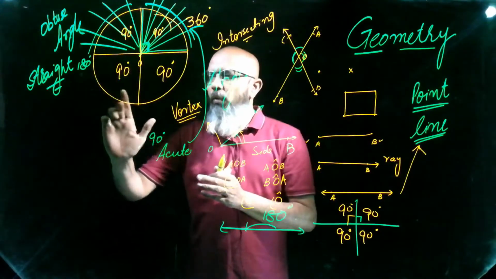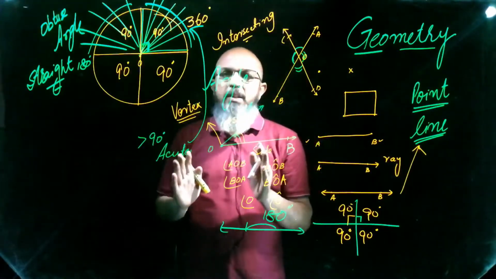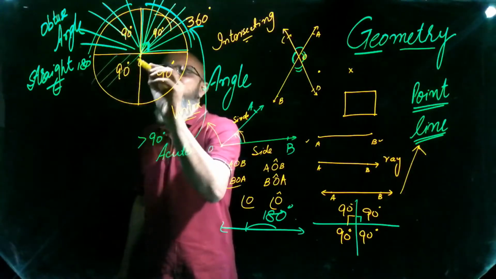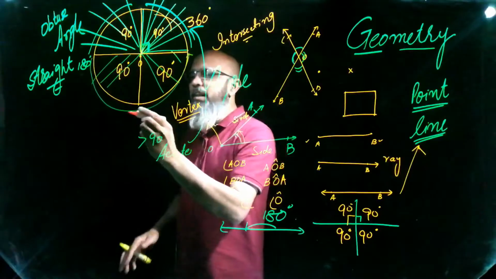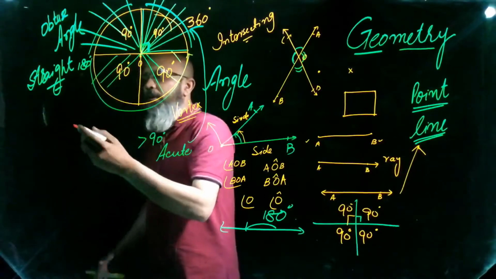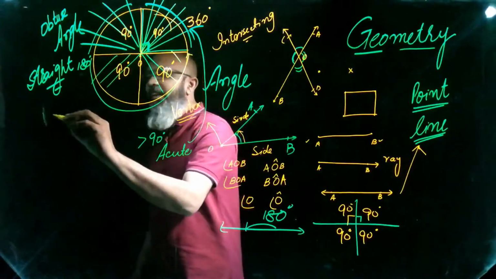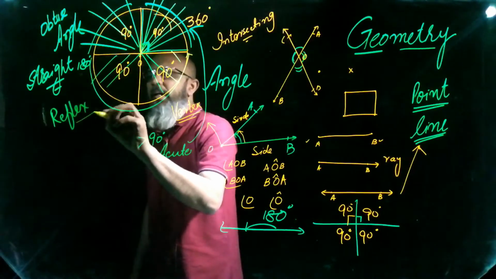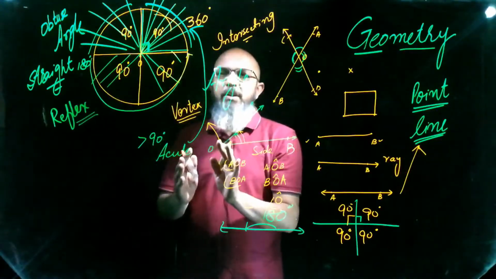Now an angle greater than 180 but less than 360 is called a reflex angle. It means the angle is greater than 180 from here and less than 360, that is called a reflex angle. The marker is not working, okay, it's not a marker, it's a highlighter, so I write with the other one. That is a reflex angle. Okay, a reflex angle is an angle that is more than 180 but less than 360.